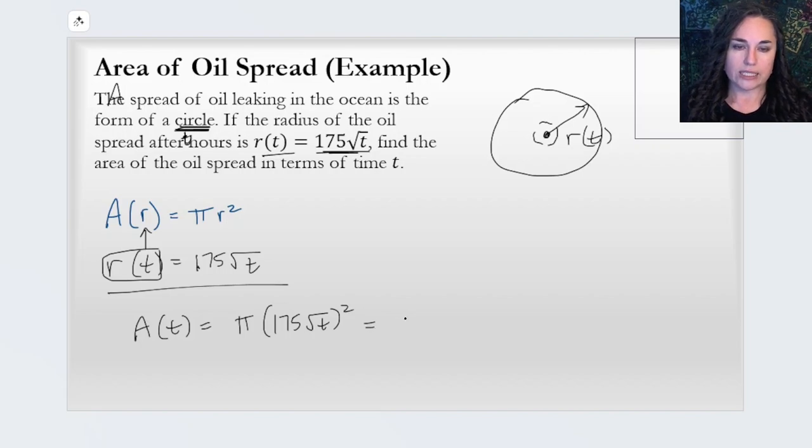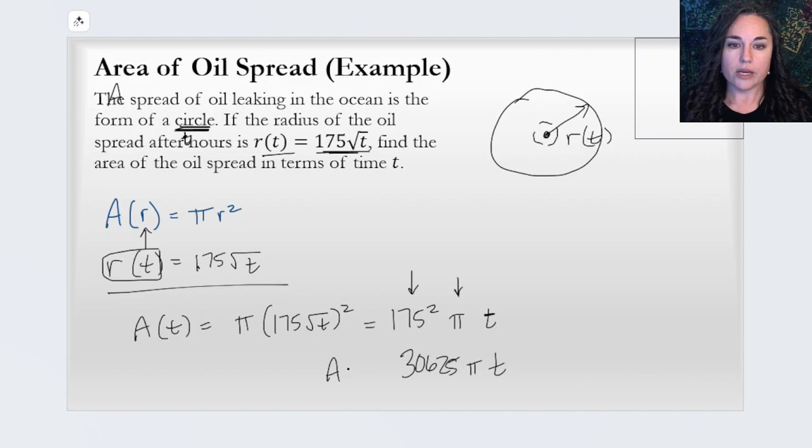So this becomes a nice linear expression, 175 squared times pi. I always put the number first, then pi, then the root t squared, which just becomes a t. That's how I will order those when I properly express them. 175 squared, I multiplied that out at some point. Oh, I see it here: 30625 pi times t. So the area as a function of time increases linearly.